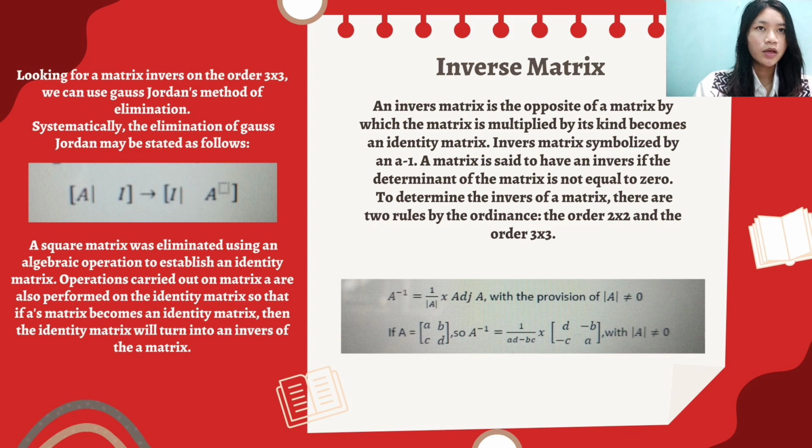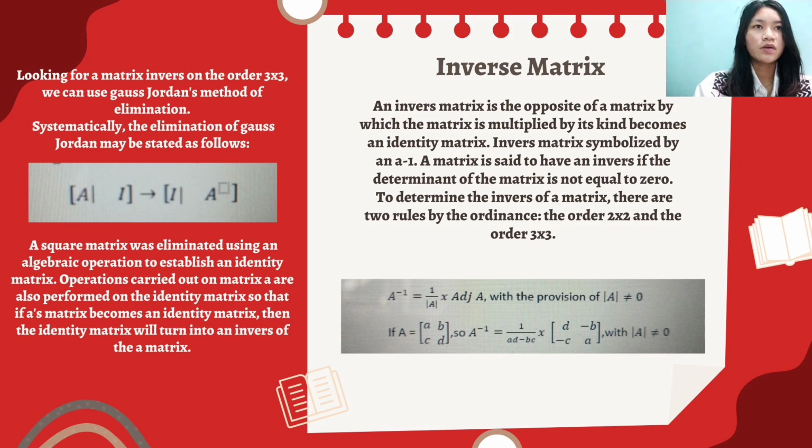Inverse matrix of order 2 by 2. The inverse of a square matrix with order 2 by 2 can be found in the following way. A to the power of negative 1 equals 1 over the determinant of A, times the adjoint of A, with the provision that the determinant of A is not equal to 0. If A equals [A B; C D], then A to the power of negative 1 equals 1 over AD minus BC, times [D, negative B; negative C, A], with AD minus BC not equal to 0.